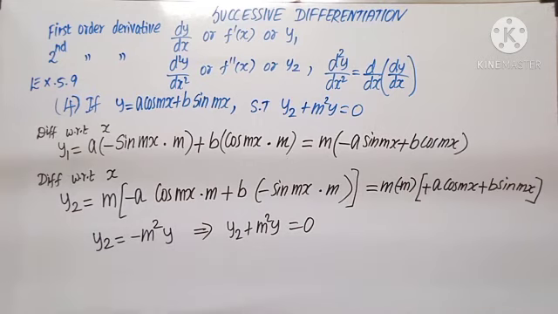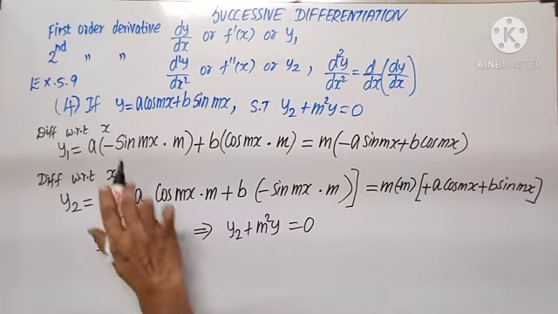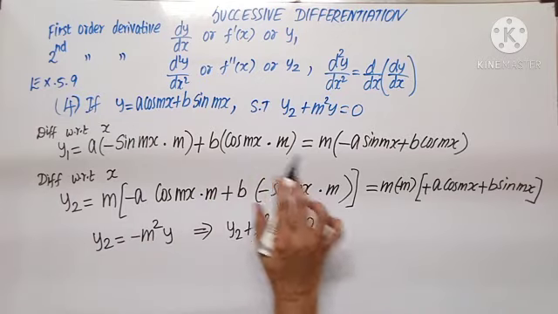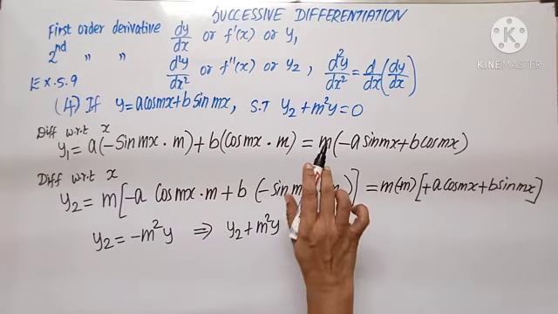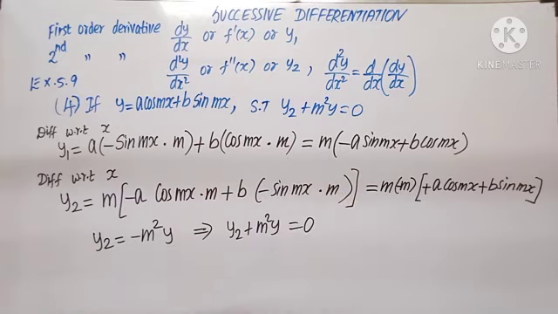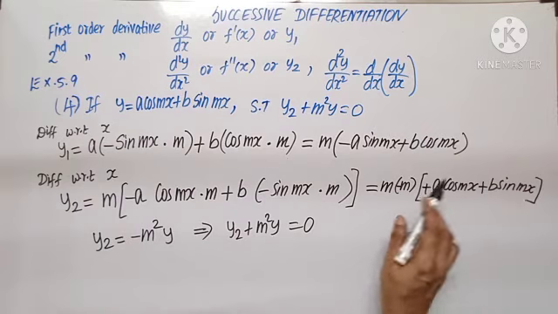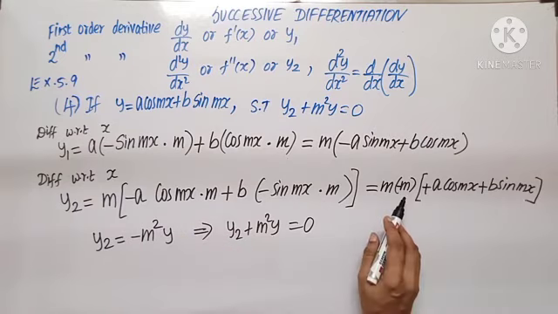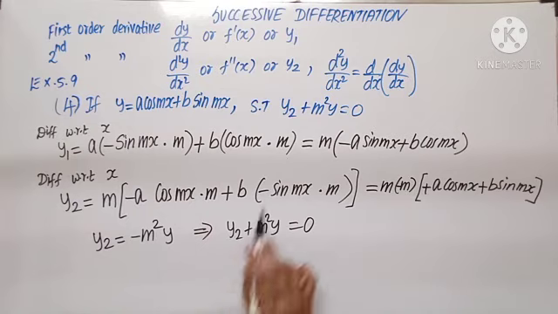y1 becomes y2. Again, sine becomes cos, cos becomes minus sine. Whenever mx comes, put into m. So first derivative, one m is common. Second derivative, another m is common. Also minus symbol is common. Simplifying which, we arrive at the result.